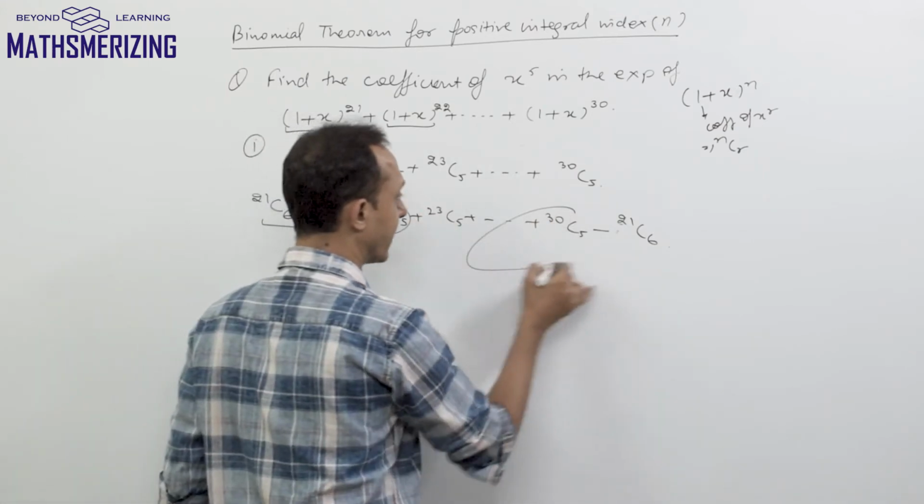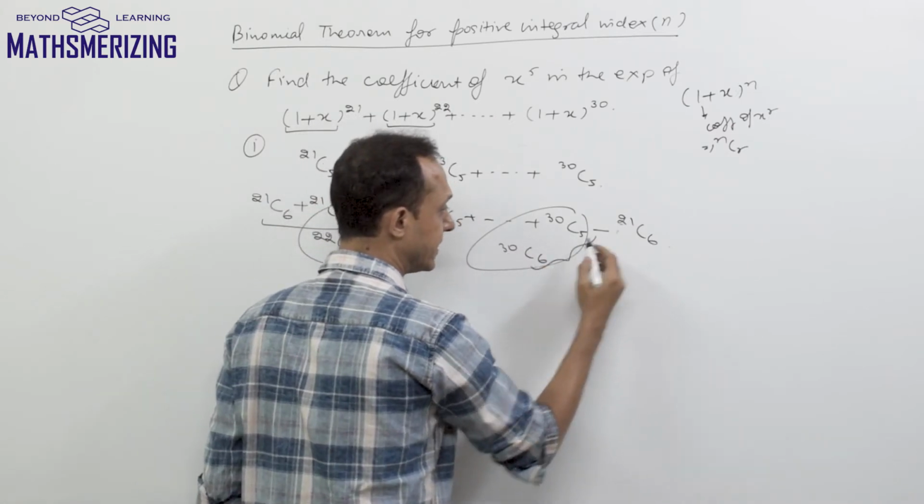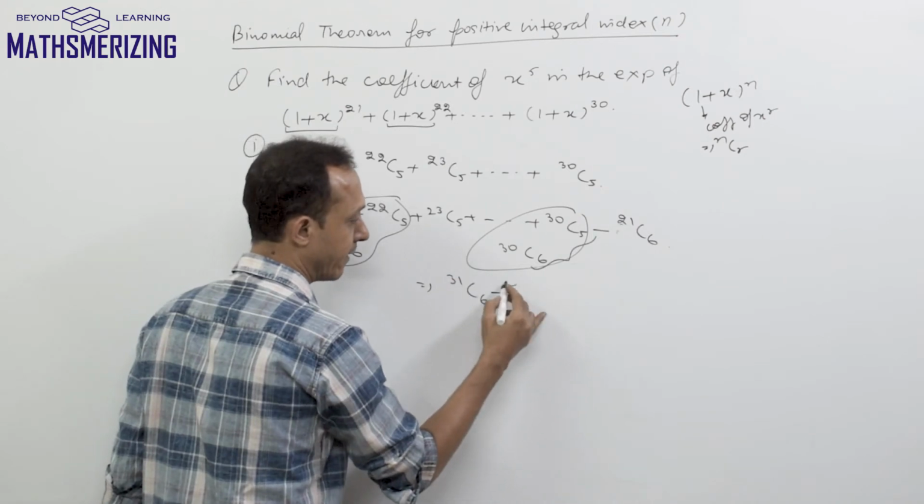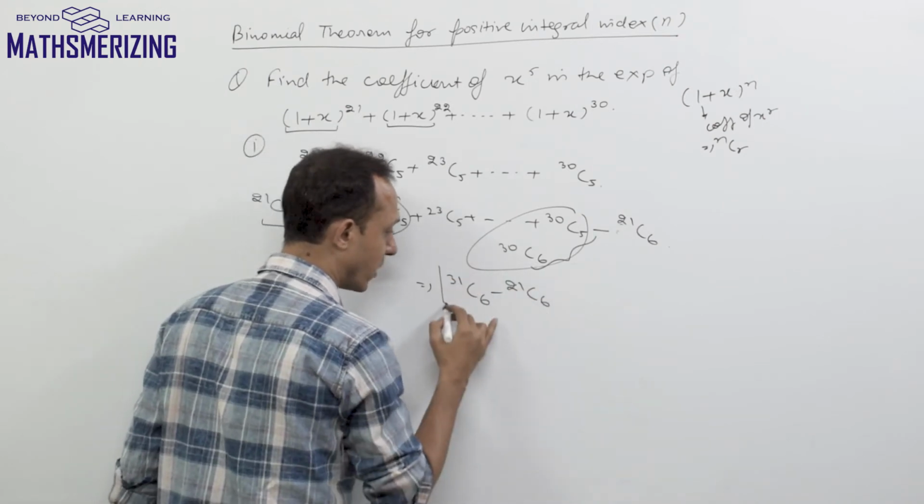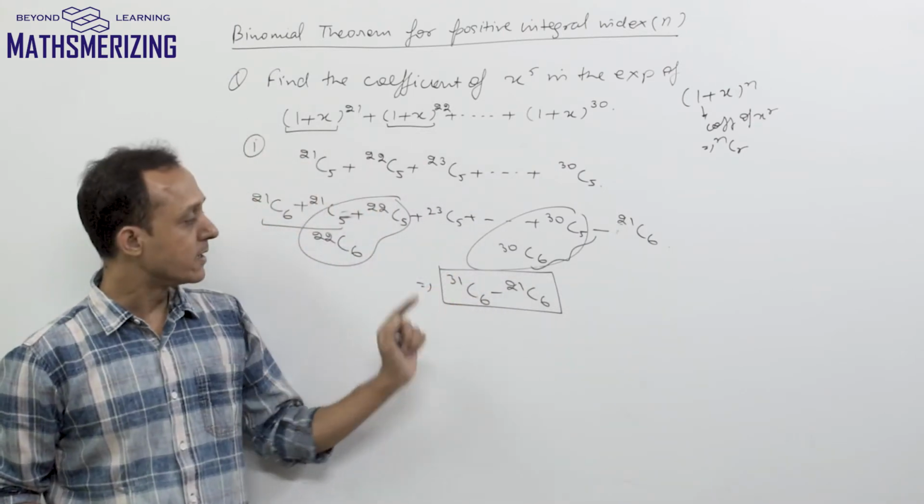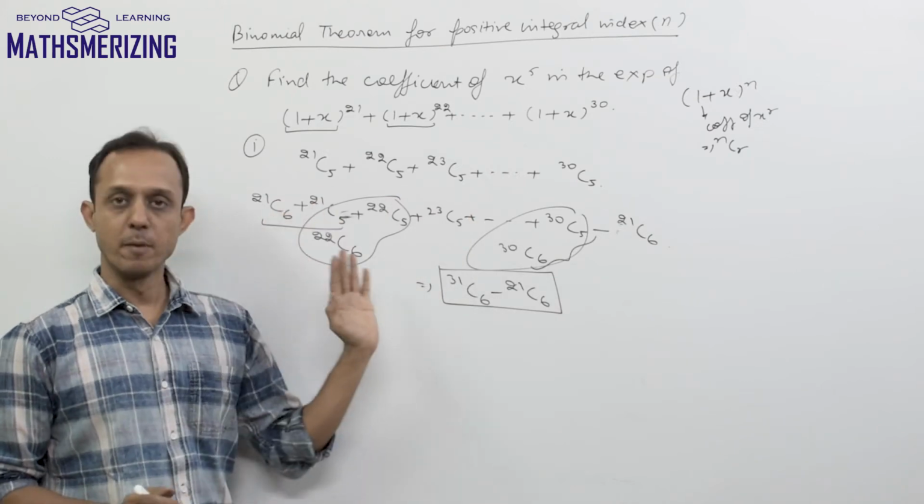So finally, if I continue, I'll get this as 30C6, and 30C6 plus 30C5 will be 31C6, and then minus 21C6. So the answer to this question simply will be 31C6 minus 21C6. So this is one way of solving the question using binomial coefficient properties.